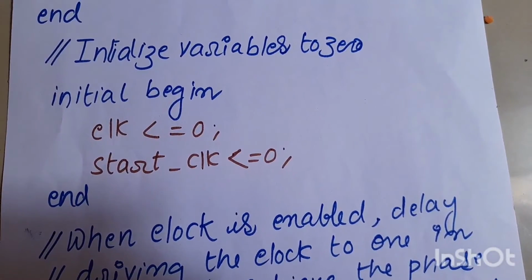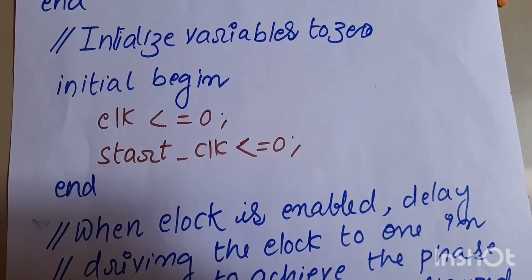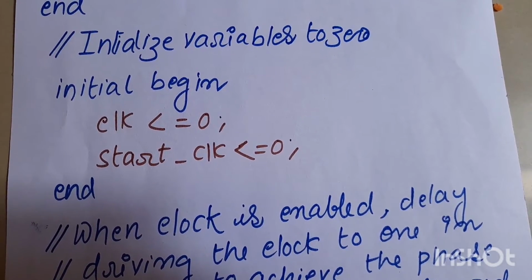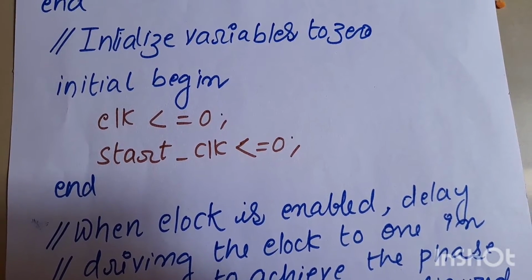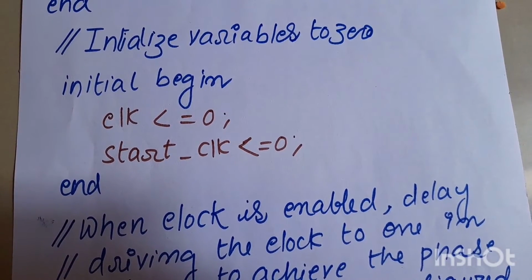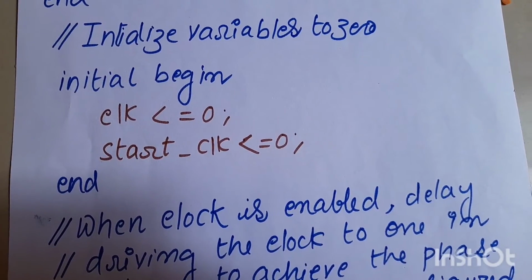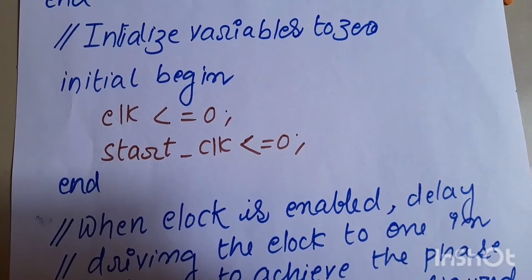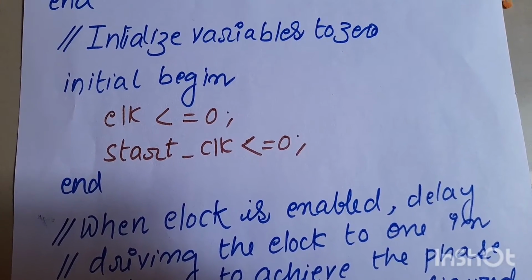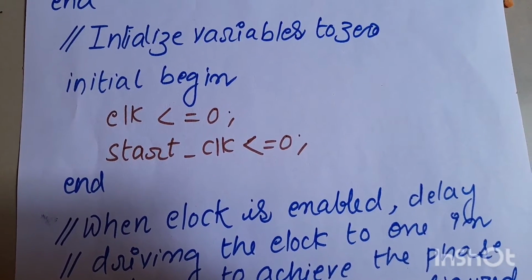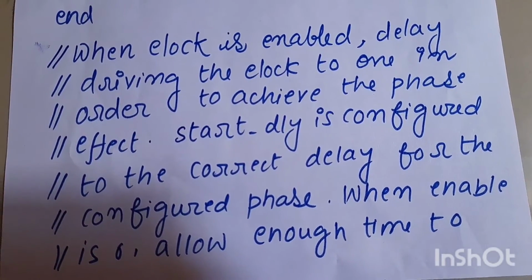There is another initial begin end block inside which I have put clock is equal to 0. Non-blocking statement is there, the less than equal to symbol has been put for assignment purpose. Start_clock also has been put as 0. Start is of reg type. Start clock is of reg type. Clock is also of reg type. Here double slash means comments.